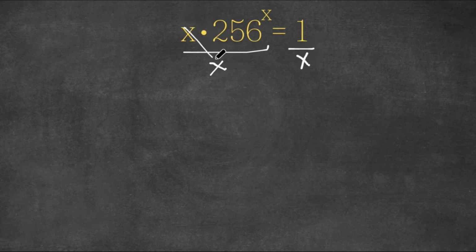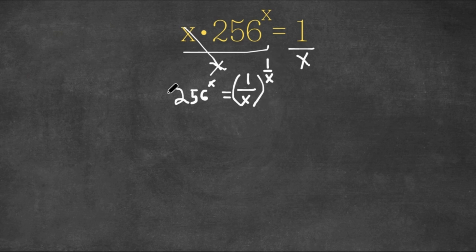So on the left side, these two would cancel out, so we would just have 256 to the power of x, and on the right side here, we have 1 over x. Now what we're going to do is power both sides to the 1 over x. So we're going to do 1 over x to the power of 1 over x, and 256 to the power of x to the power of 1 over x.